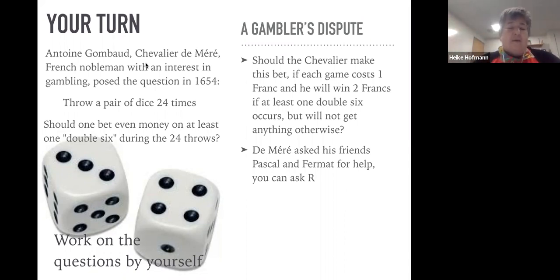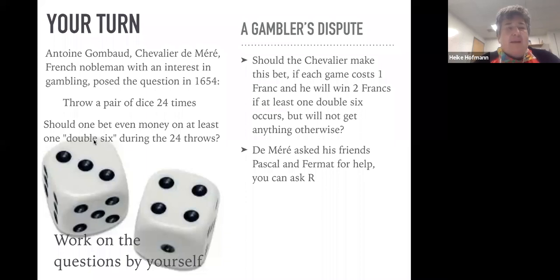Very interesting times. So he posed this question: if he throws a pair of dice 24 times, should he bet on having at least one double six showing up in those 24 throws? This phrasing, should one bet even money on at least one double six, means: is the probability for a double six at least 0.5? That would mean we've got a 50-50 chance of winning.